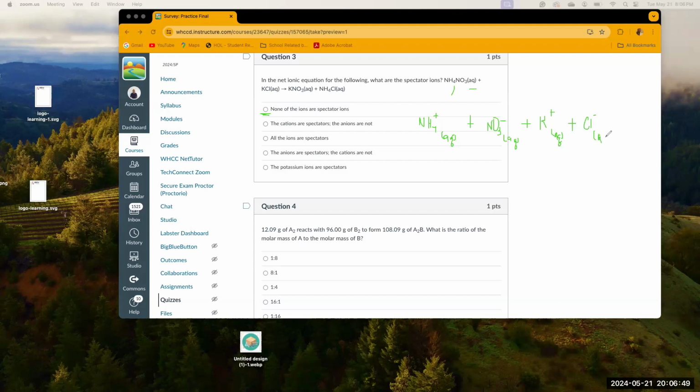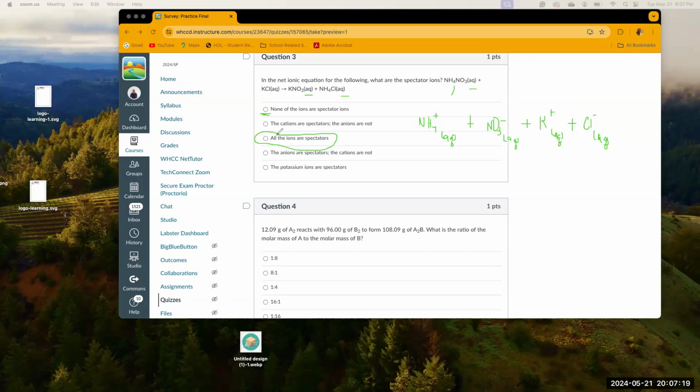Now, if we look on the other side, and I'll show you a little quick hint. On the other side, these are both aqueous again. Not one of them is a solid, not one of them is a gas, not one of them is a liquid. So they're not coming together. They're remaining as ions in solution. So in this case, all of them are spectator ions. So the correct answer would be all ions are spectator ions. And as a result, that's not going to be a reaction.